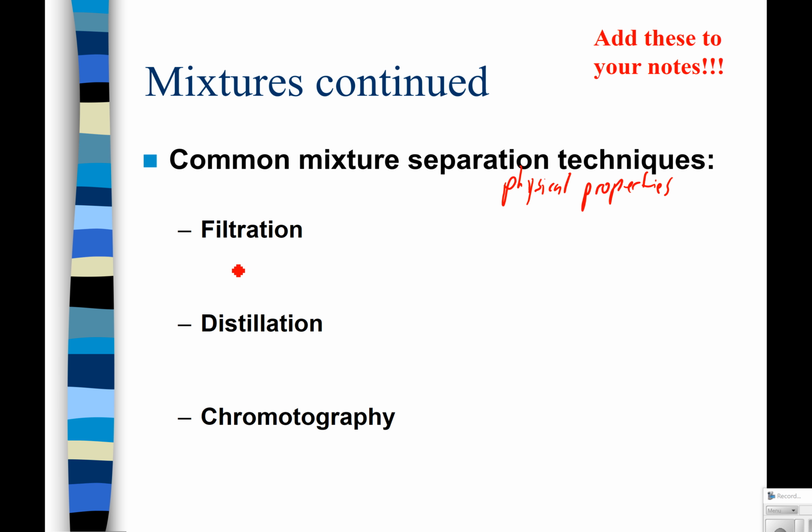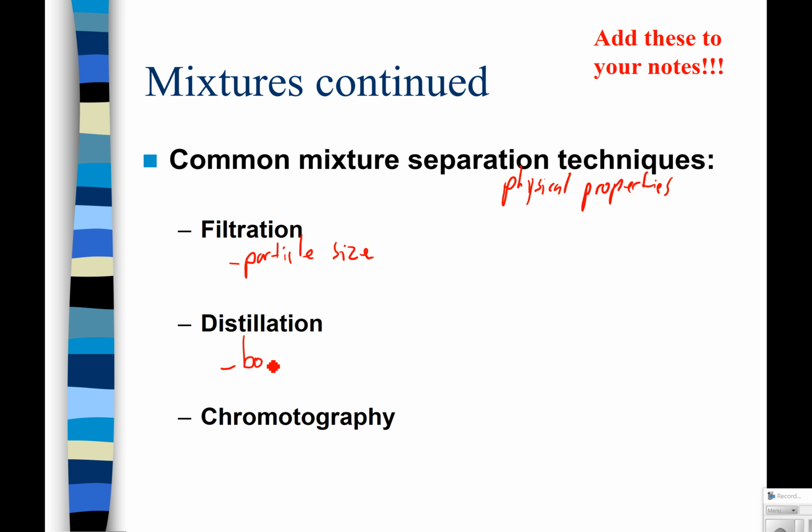Filtration separates components of a mixture based on particle size. So we could use a filter, let's say in coffee. We pass water and coffee grounds through a filter. The coffee grounds are much bigger than the water molecules, so the water molecules can pass through the filter, and the coffee grounds are left on top. And we can change the filter size to collect different size particles. It just depends on what the application might be.